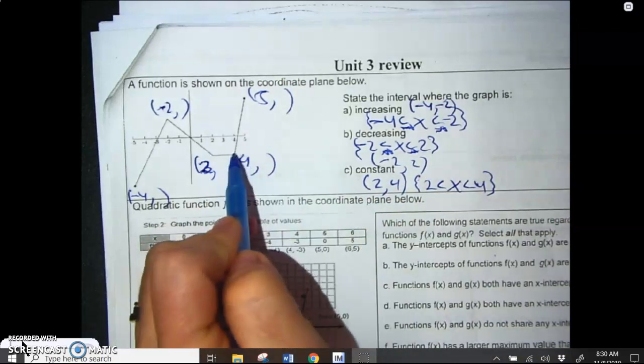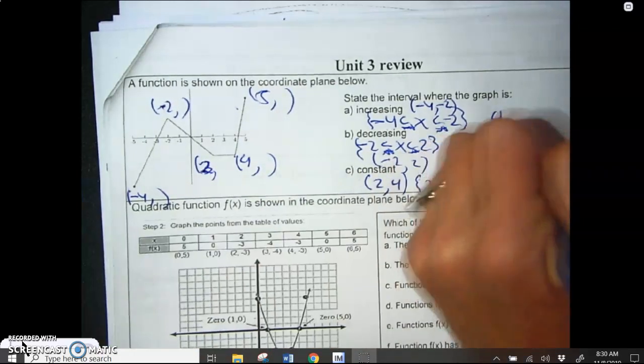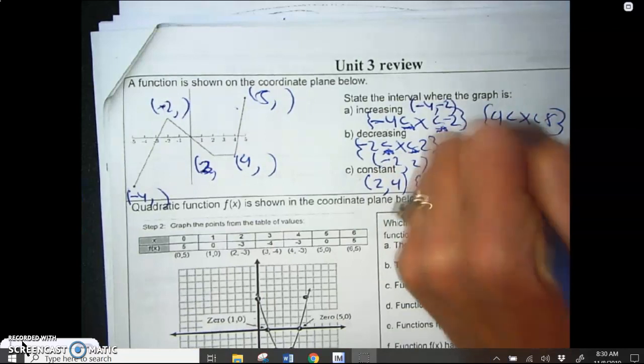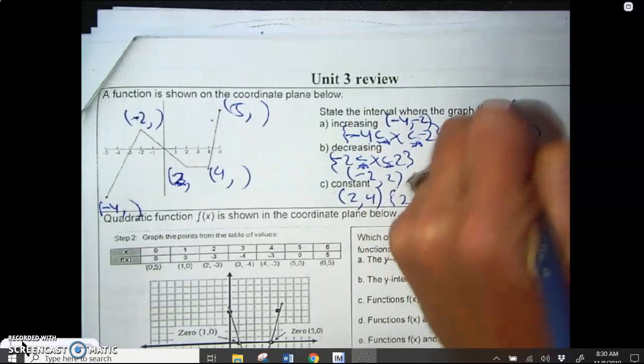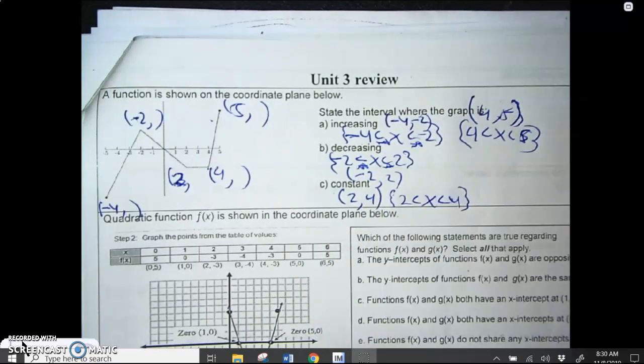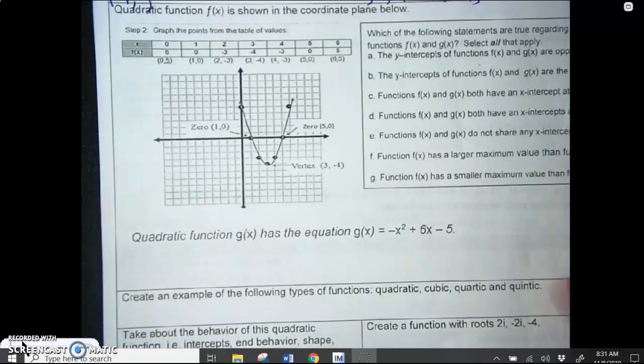And then it's going up from 4 to 5. So 4 is less than x, which is less than 5, or in interval notation, (4, 5). Okay? All right, let's look at the next one.